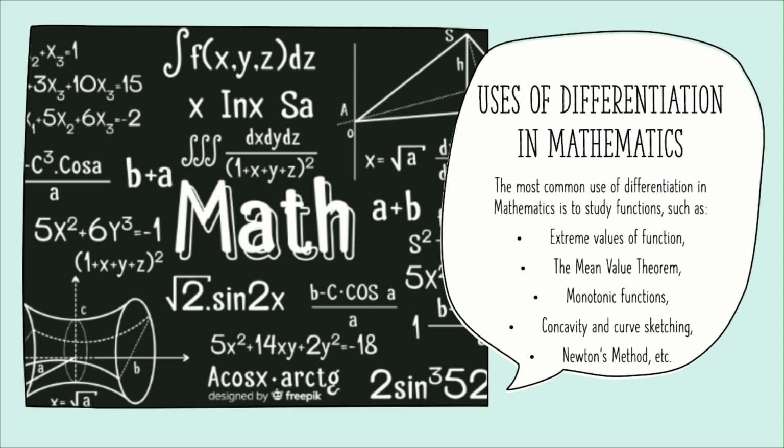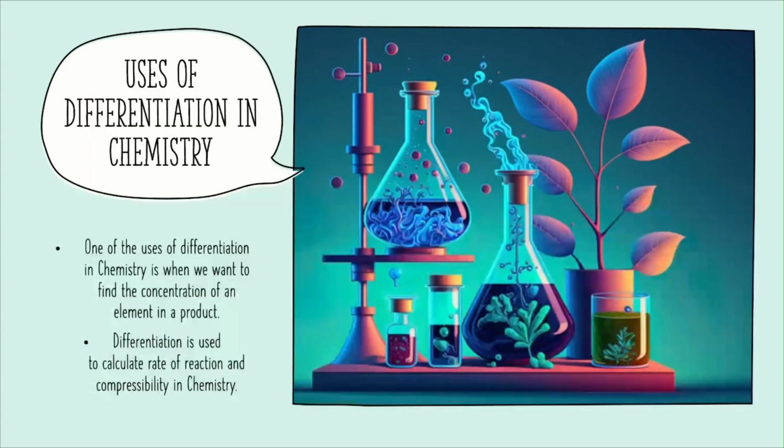Uses of differentiation in mathematics. The common use of differentiation in mathematics is to study functions, such as extreme values of a function, the mean value theorem, monotonic functions, concavity and curve sketching, Newton's method, etc. And the uses of differentiation in chemistry. One of the uses of differentiation in chemistry is when we want to find the concentration of an element in a product. Differentiation is used to calculate rate of reaction and compressibility in chemistry.